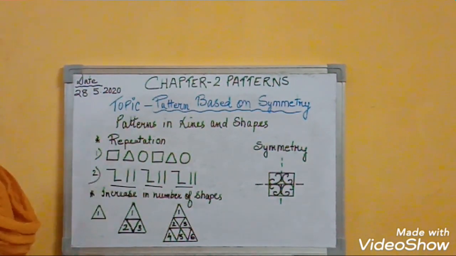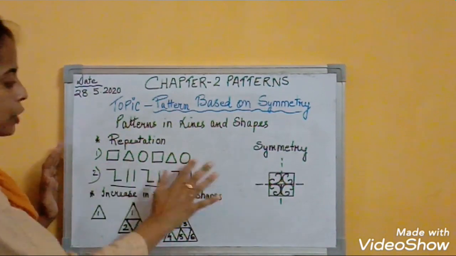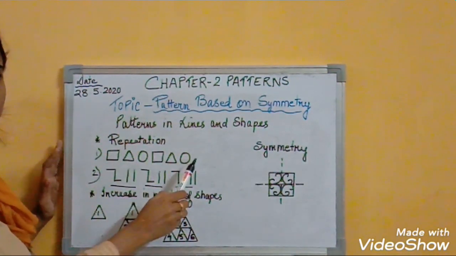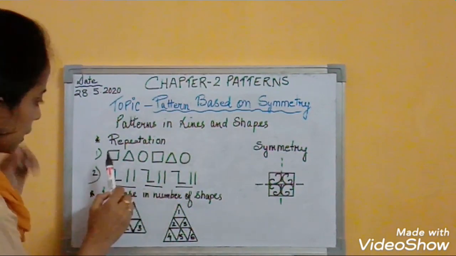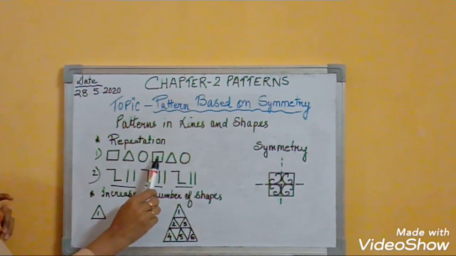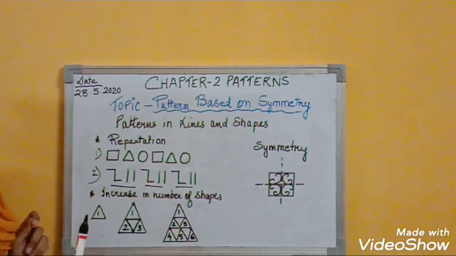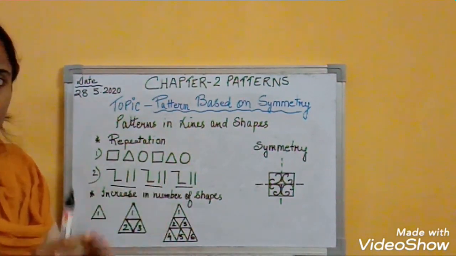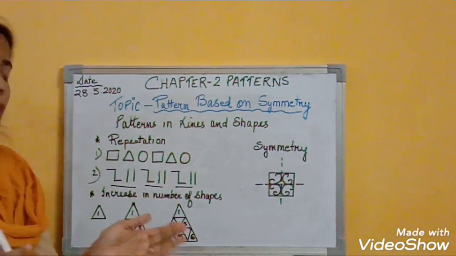That is repetition. From here, what can you observe? You can observe that shapes are repeating. Clear? Square, triangle, circle. Again, these shapes are repeating. Square, triangle, circle. Okay? So, repetition of basic shapes can also create a pattern.